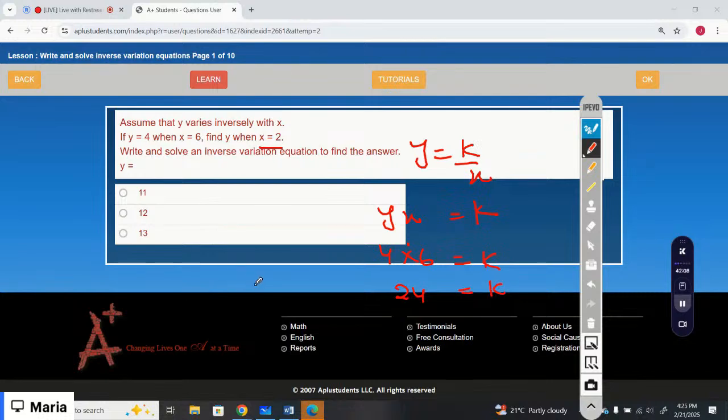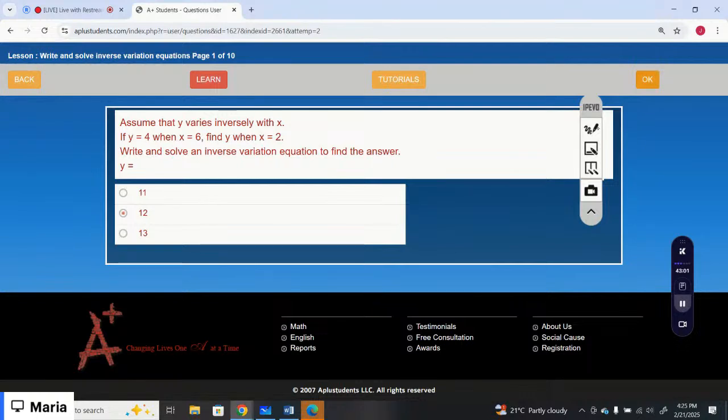Now when x is 2, you need to find y. So the equation is y equals 24 over x. 24 over 2 equals 12. So the correct option is 12. Option number 2 is the correct option.